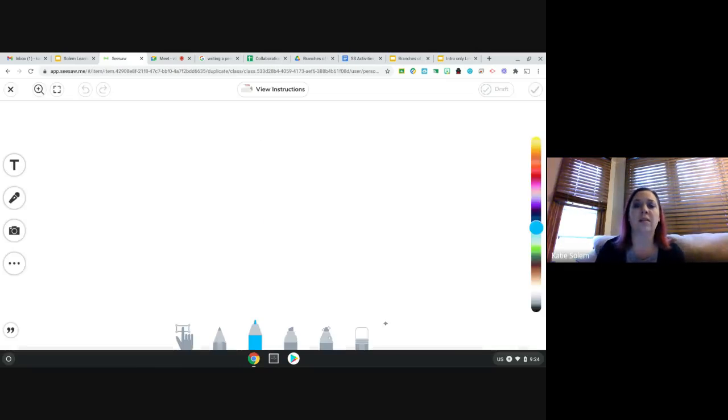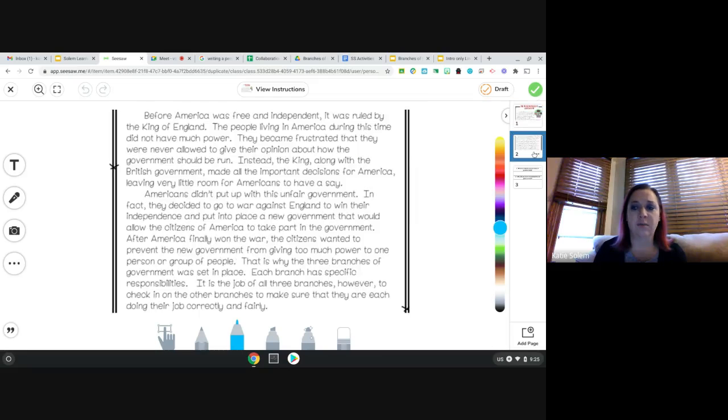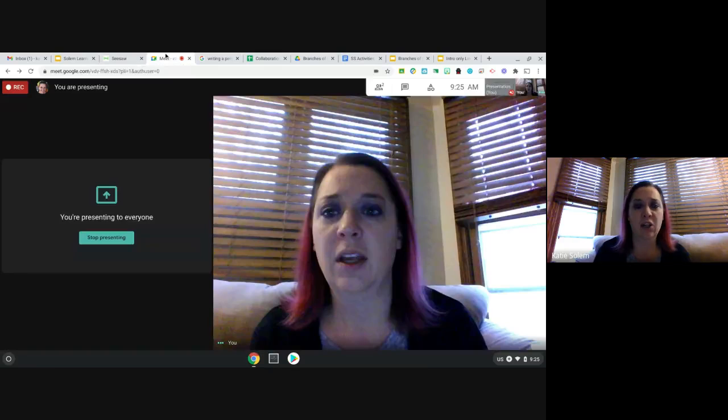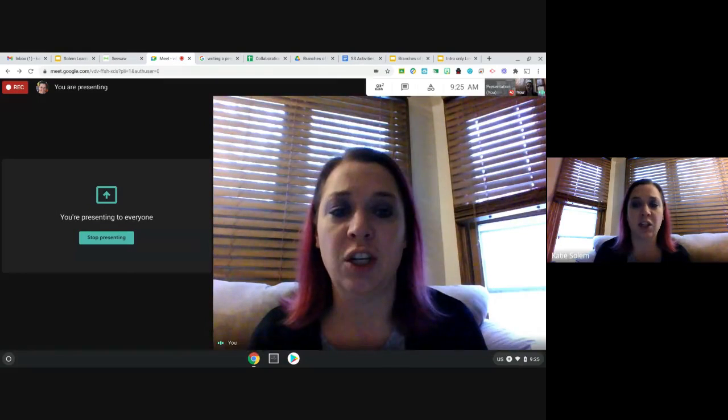So when you go in, there are slides on the side here. The first two slides are the article. And then the third slide is two questions I'd like you to answer about that article. When you're done, you'll click the green check mark and turn it in. And then tomorrow, we'll start our focus on each individual branch.